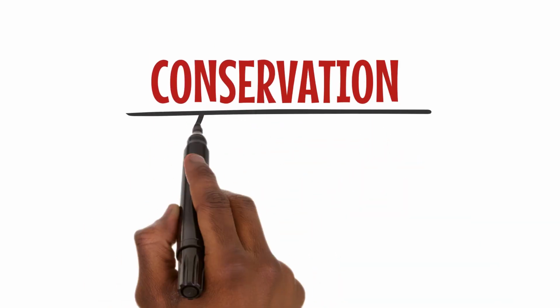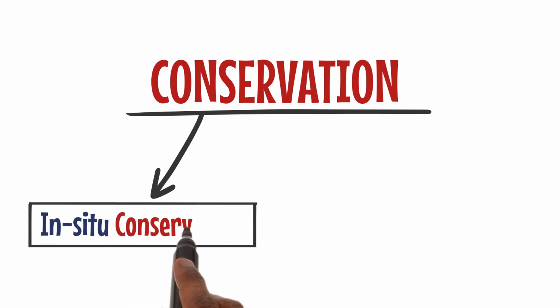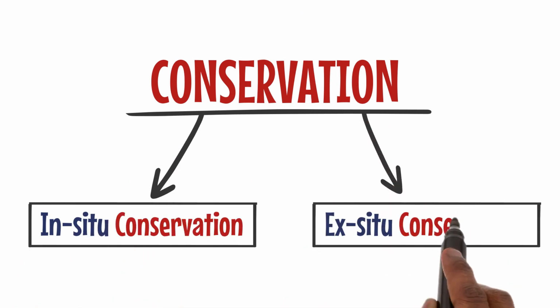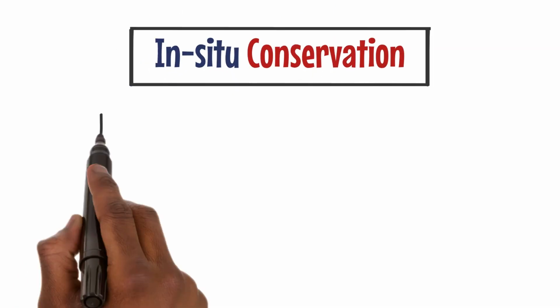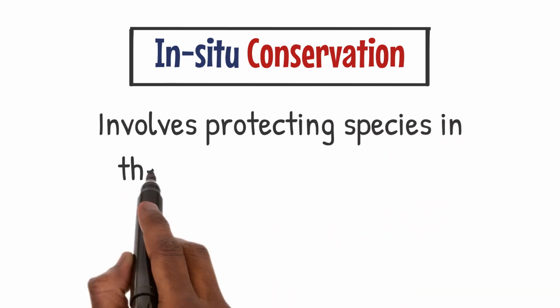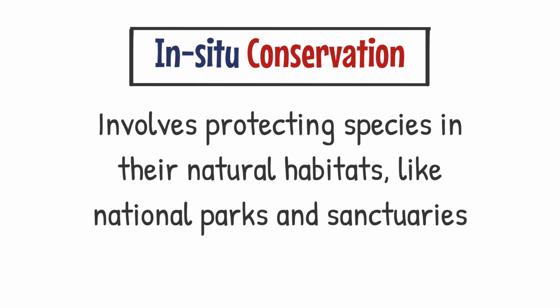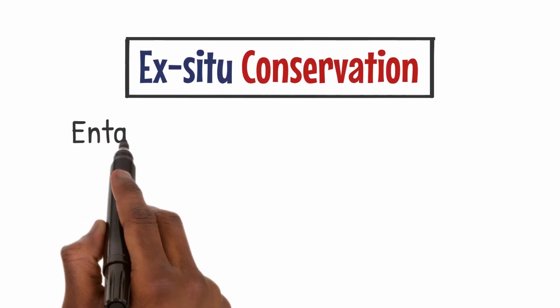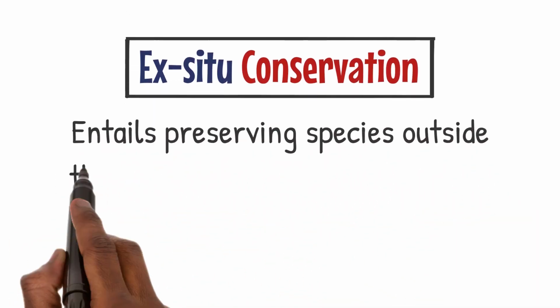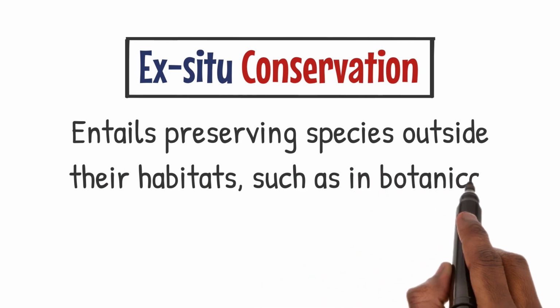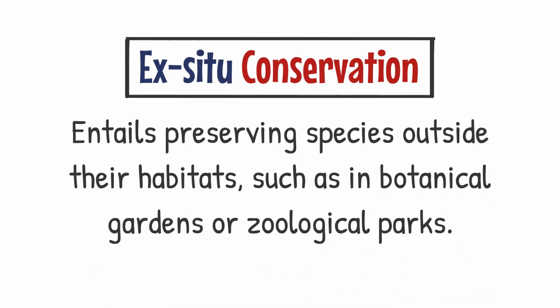Conservation efforts primarily fall into two categories: in situ conservation and ex situ conservation. In situ conservation involves protecting species in their natural habitats, like national parks and sanctuaries, while ex situ conservation entails preserving species outside their habitats, such as in botanical gardens or zoological parks.